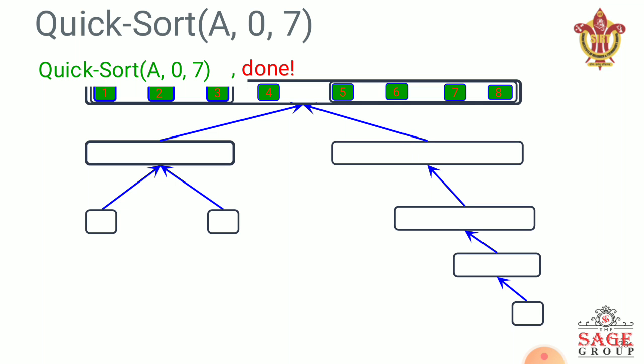So firstly the input is given as an unsorted array. With the help of quicksort, we apply our divide and conquer approach here and receive our final sorted array.